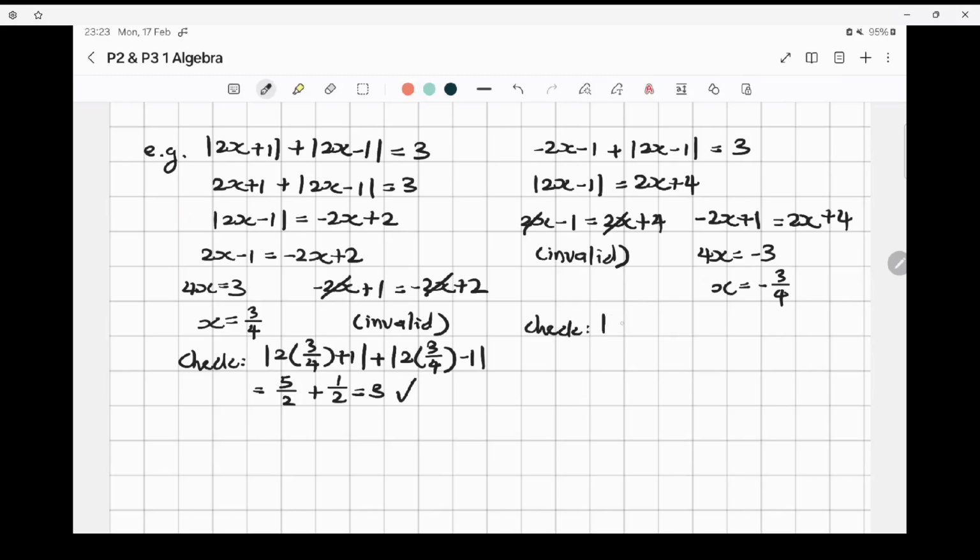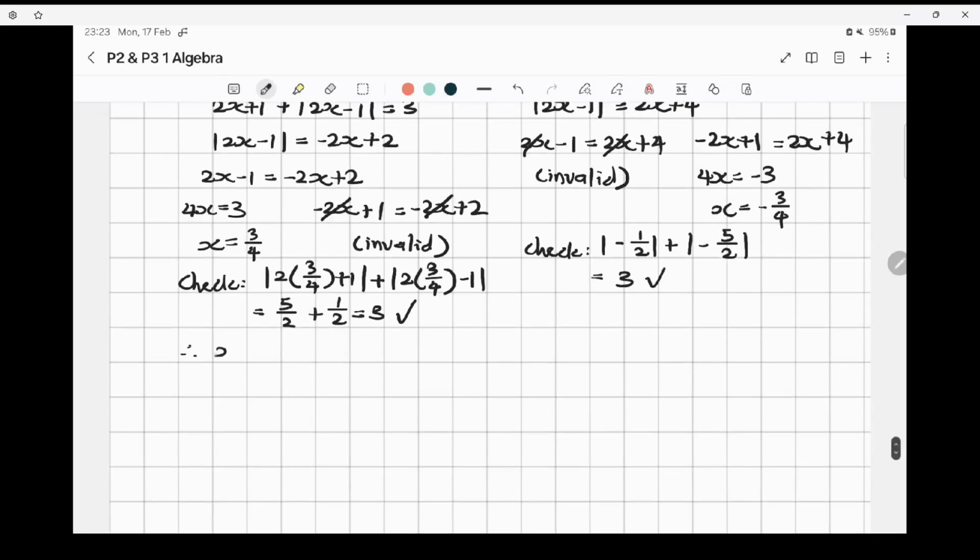This time I just directly multiply to it. So you have minus 1 over 2 plus, so that would be minus 5 over 2. So this is indeed the same as 3. So this is also valid. Therefore, your answer will be plus or minus 3 over 4.